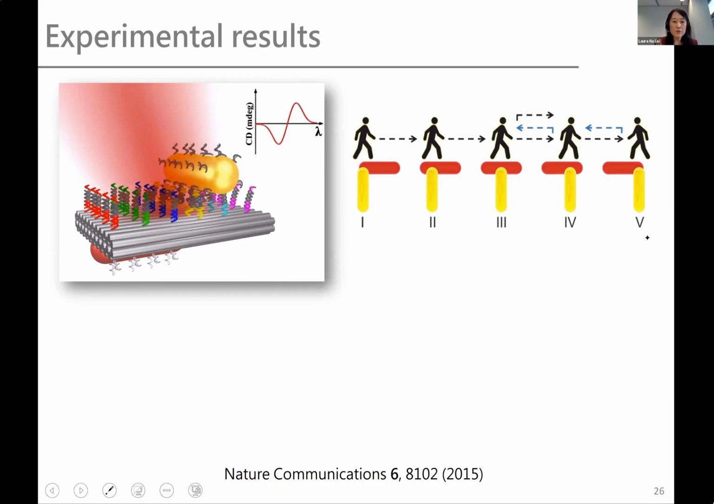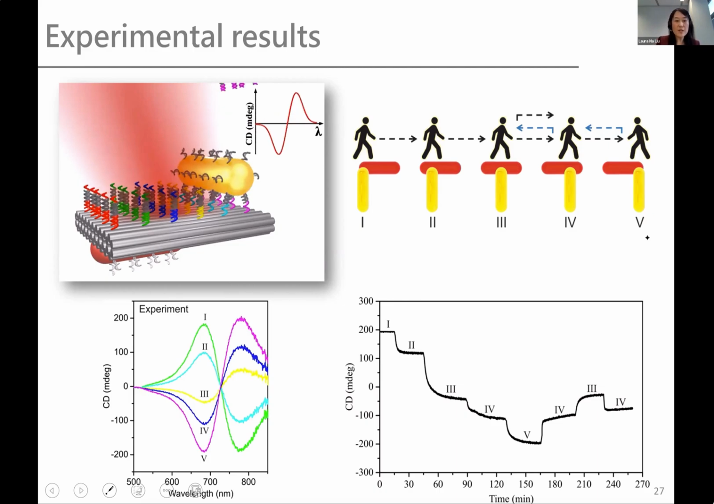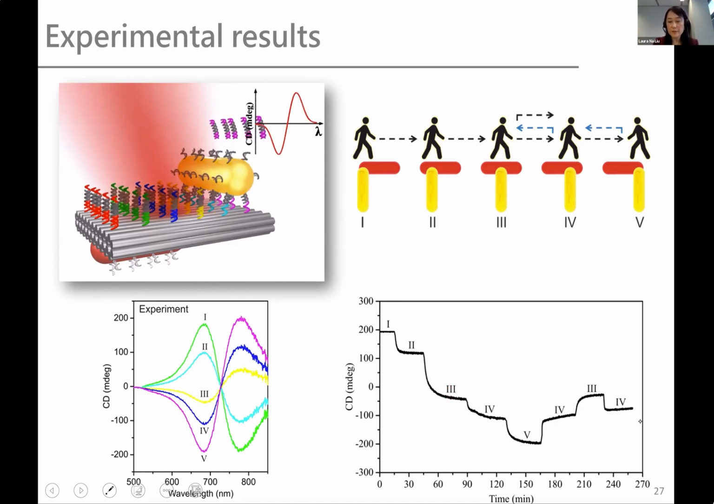And just to give you the impression of the CD spectra for different stations, although the distance difference is only 7 nanometers between neighboring stations, one sees that here the CD spectra actually are very distinct from each other. Then we monitored the CD signal at around 680 nanometers, so we do observe the nano step changes, and we can even identify the walking directions, forward or backward, optically.